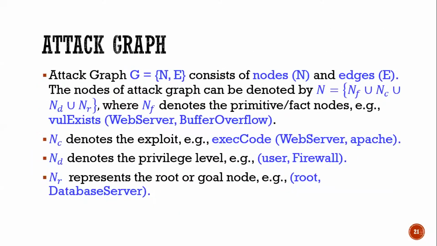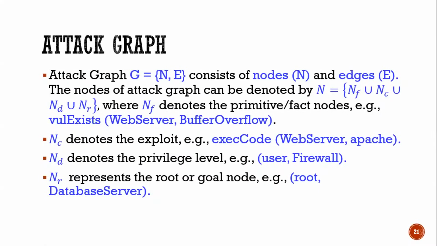So if you look at the definition of an attack graph, we have some nodes and edges which are properties of a given graph. There are some fact nodes, NF. Fact nodes will be something like the existence of a vulnerability or the existence of network connections. And conjunct nodes are denoted by NC, the disjunct nodes are denoted by ND, and the root node, which is basically the goal of the attack, is denoted by NR.